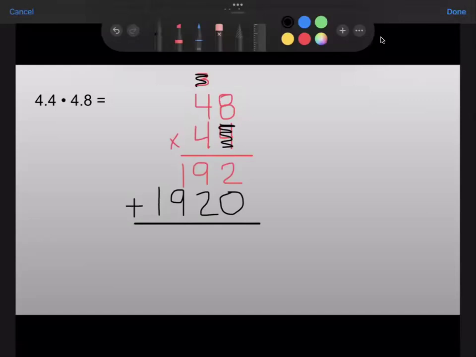Okay, so now I'm going to add them up. I'd get a 2 here. This would be 11, so I need to regroup that 1. Then again, this is going to be another 11, and then a 2. So I've got 2,112. Now I have to go back and deal with the decimal.